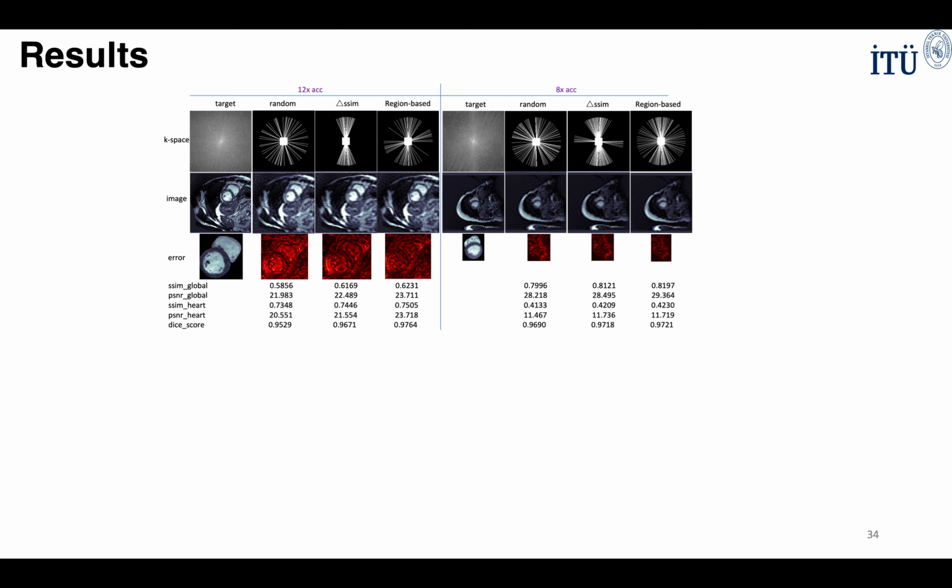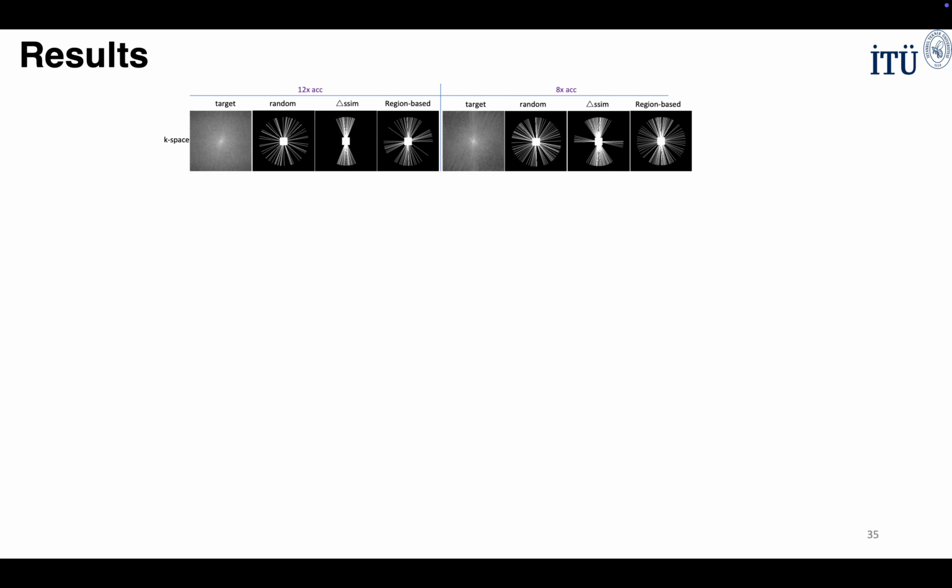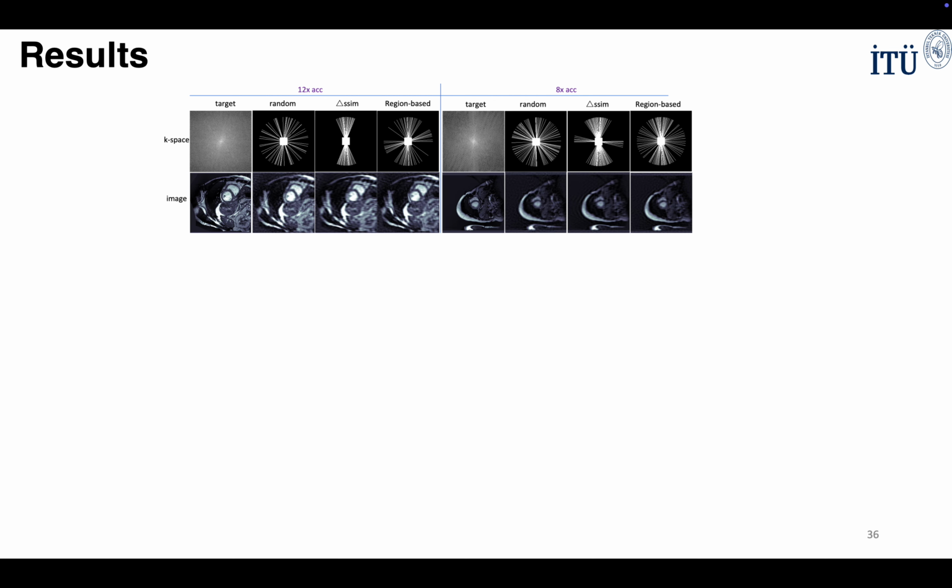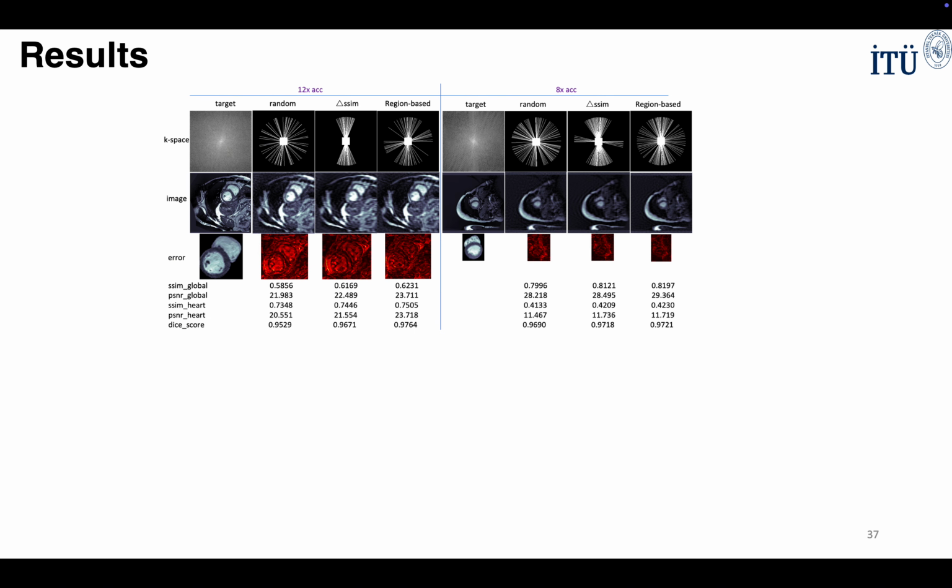Looking at the visual results, the top row shows the k-space sampling patterns, where our method learns to strategically distribute radial lines for optimal coverage. The middle row displays the reconstructed cardiac images, showing clear improvements in image quality and cardiac structure preservation. The bottom row shows the error maps, where red indicates higher reconstruction errors. Notice how our method consistently produces lower errors, especially in cardiac regions.